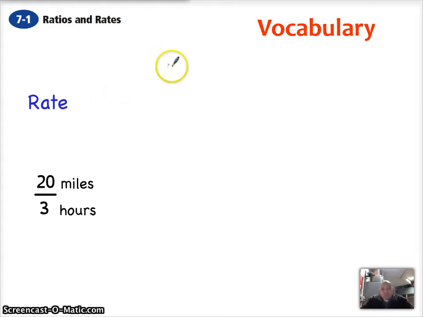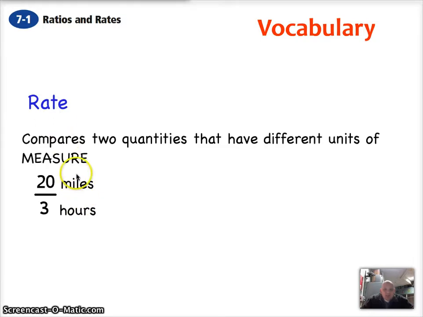Rates are a type of ratio as well. Here, we have 20 miles for every 3 hours. In this rate, you see that we compare two quantities that have different units of measure. Measure is the important part here for a rate. You're measuring something. You're measuring time, you're measuring length, you're measuring some sort of spatial dimension. Here we have 20 miles to every 3 hours, 20 miles to 3 hours.